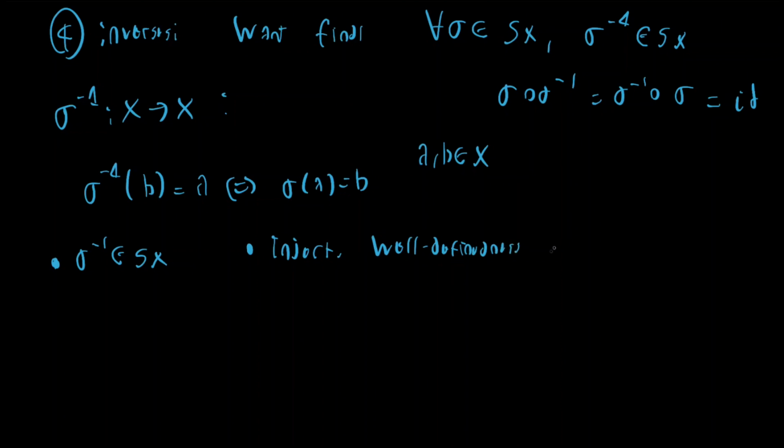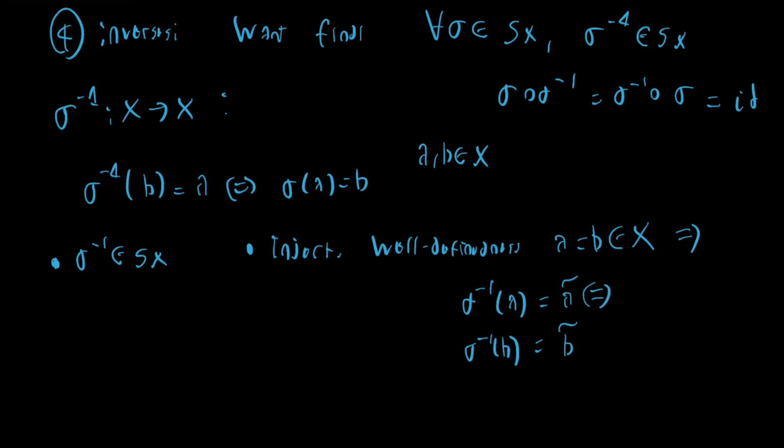So let's suppose that a is equal to b in X. Well, then let's consider sigma to the minus 1 of a and sigma to the minus 1 of b. Then sigma to the minus 1 of a, we're going to say it's equal to a tilde, and sigma to the minus 1 of b is going to be equal to b tilde. Okay, but this is the same thing as saying that sigma of a tilde is equal to a, and this is the same thing as saying that sigma of b tilde is equal to b.